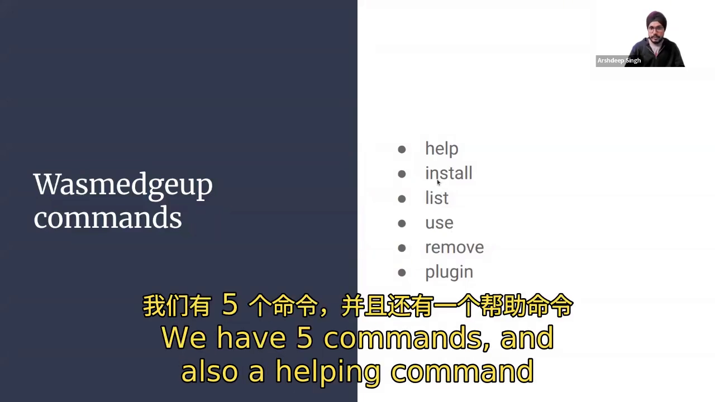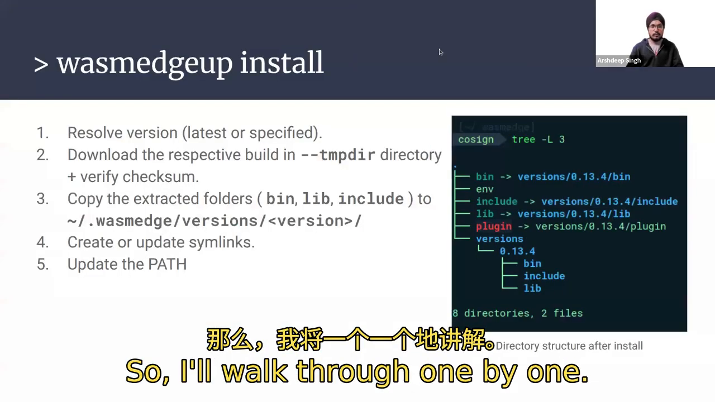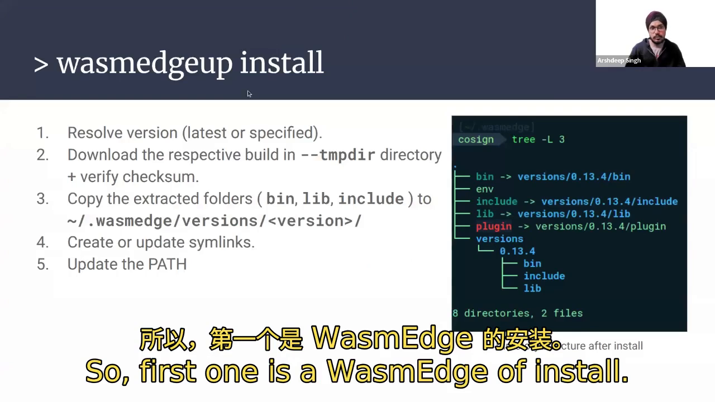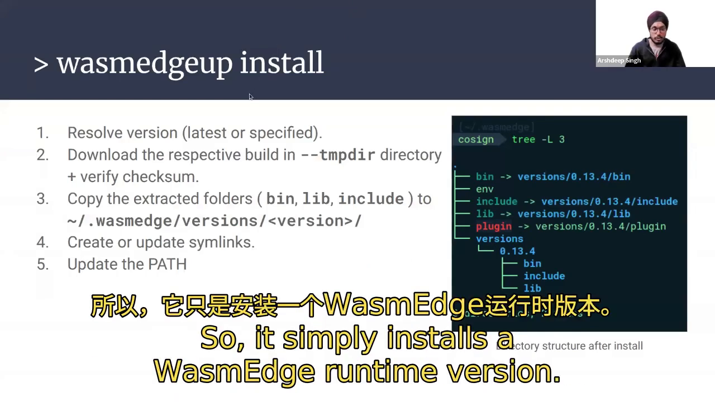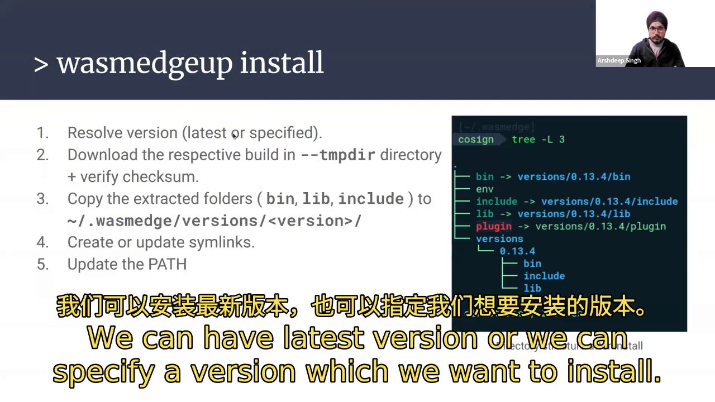So we have 5 commands and also a help command, which are install, list, use, remove, and plugin. I'll walk through them one by one. So first one is WasmEdgeUp install. It simply installs the WasmEdge runtime version. We can pass the version as an argument. We can have the latest version, or we can specify a version which we want to install.